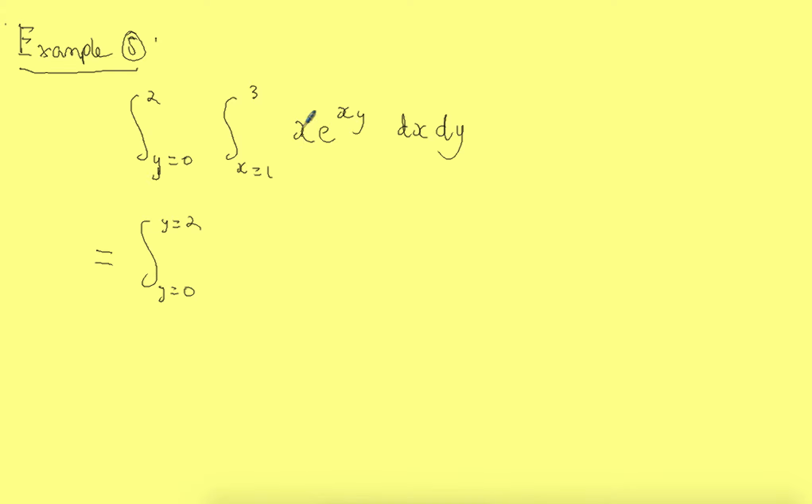Now that there is a product, because it's got 2 bits. So the product, in order to do a product in integration, you need to use integration by parts.